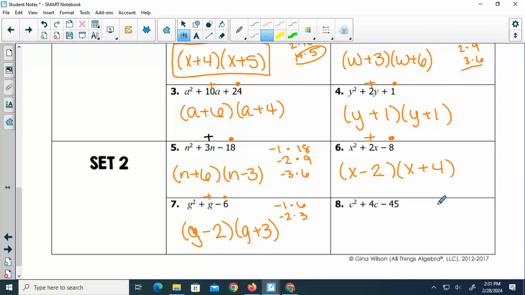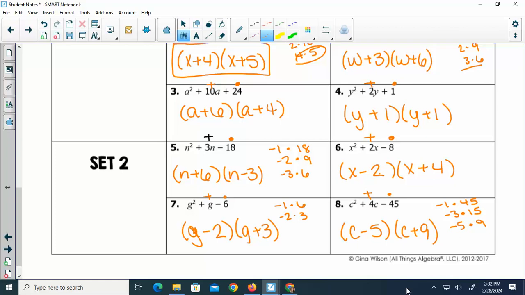This one, multiply to 45, add to a +4. So we know we have to have the bigger number positive. So we could do a -1 times a +45. Can you do 45 divided by 2? Okay. 3 and 15. Can you do 45 divided by 4? If you do 5 and 9. So what works? Yep. So it'd be c minus 5, c plus 9. Or you could flip them, c plus 9, c minus 5. That doesn't matter.